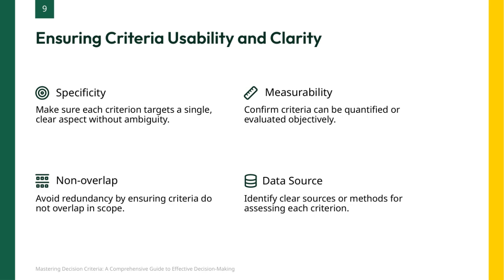It's also important to prevent overlap between criteria. Avoiding redundancy by making sure criteria do not cover the same ground helps maintain clarity and distinct evaluation points. Lastly, identifying clear data sources or methods for assessing each criterion ensures that the evaluation process is grounded and verifiable. Together, these elements help us create criteria that are usable, clear, and meaningful.